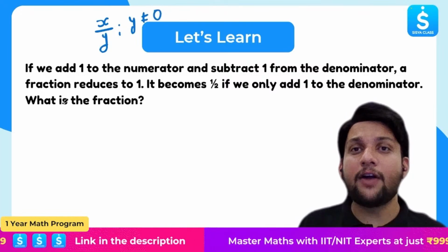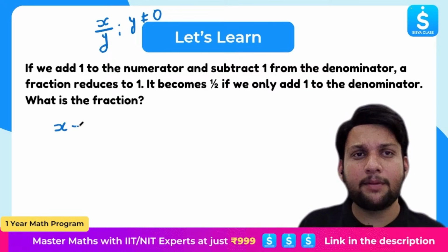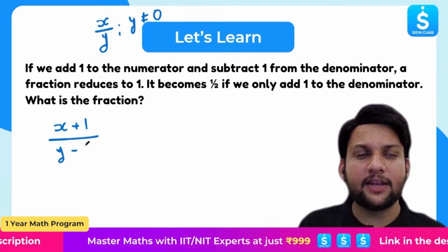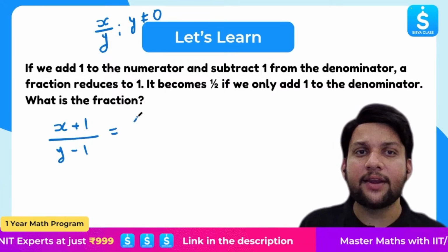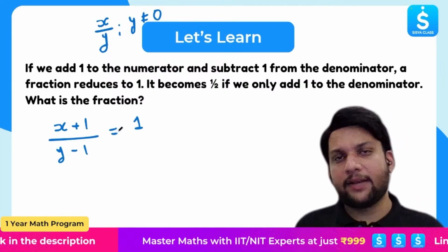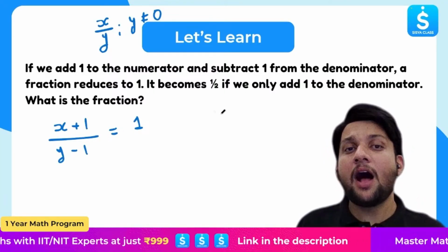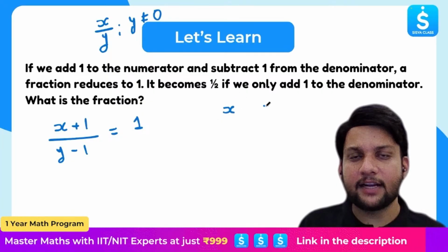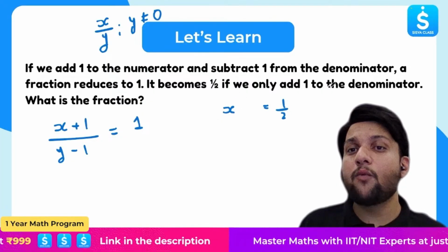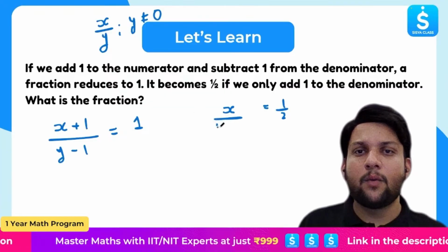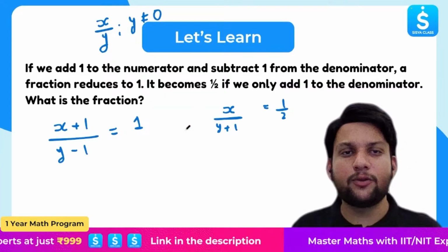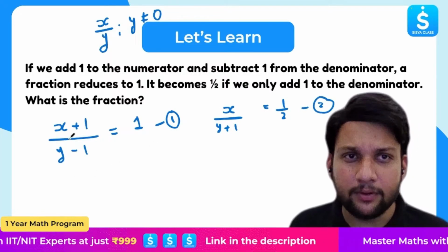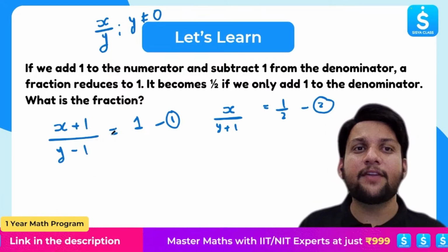So if we add 1 to the numerator, that is, x plus 1, and subtract 1 from the denominator, that is y minus 1, the fraction reduces to 1. That means the fraction becomes 1, right? And it becomes half. That means x by y becomes half if we add 1 to the denominator. That is, if I'm adding y plus 1, these are the two equations. The first equation, the second equation. What I did, I just followed whatever the question is asking me to do. If we add 1 to the numerator, subtract 1 from the denominator, the fraction reduces to 1.